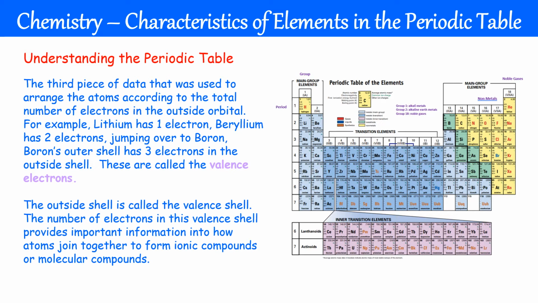Since this outside shell is called the valence electron shell, we will use the number of electrons to know how to join atoms together to form either ionic or molecular compounds. This is very useful information.